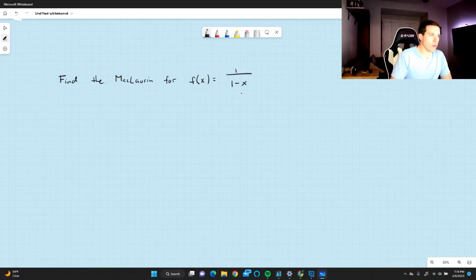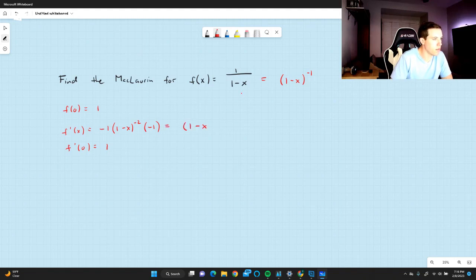But we're going to use it building our series centered at 0, so it's MacLaurin. So f of 0 is equal to 1. F prime of x is equal to, well, we're probably going to have to rewrite it as 1 minus x to the negative first. It's a chain rule. So negative 1, 1 minus x to the negative 2, but then times the derivative of the inside, which is negative. So now let's plug in 0. So f prime of 0 is, the negatives cancel. 1 minus 0 is 1. 1 to the negative 2 is still 1. So we simplified this as just 1 minus x to the negative 2.